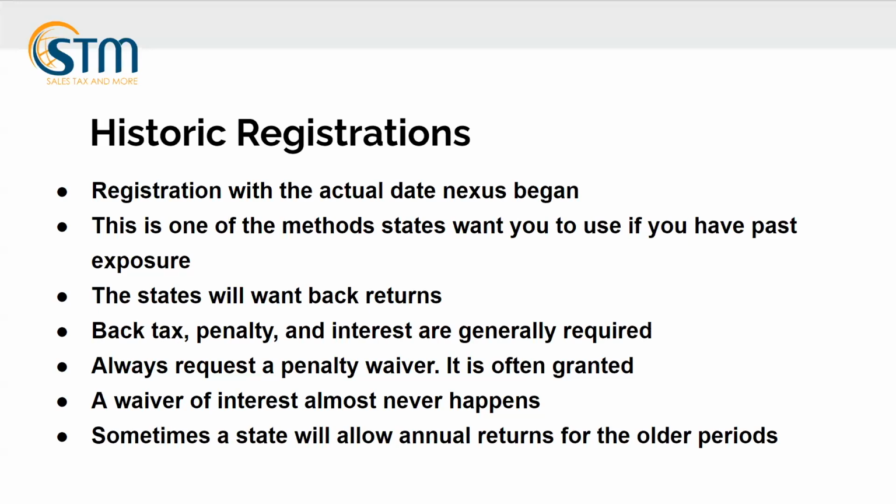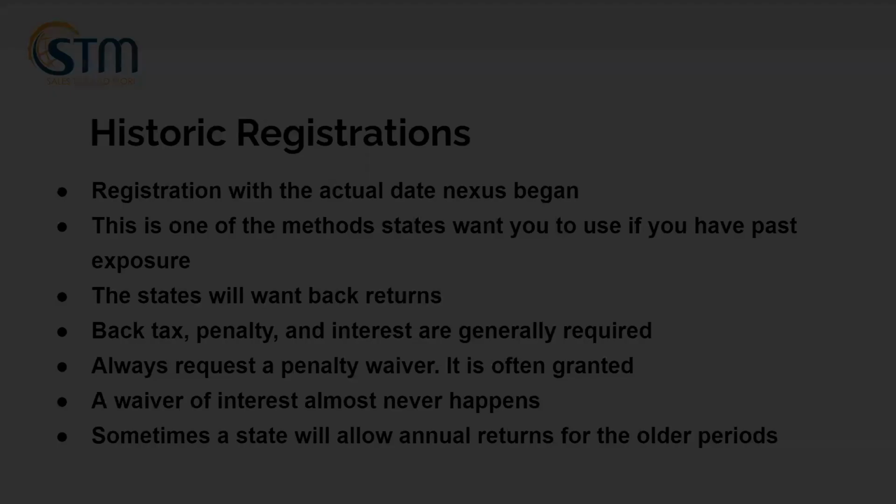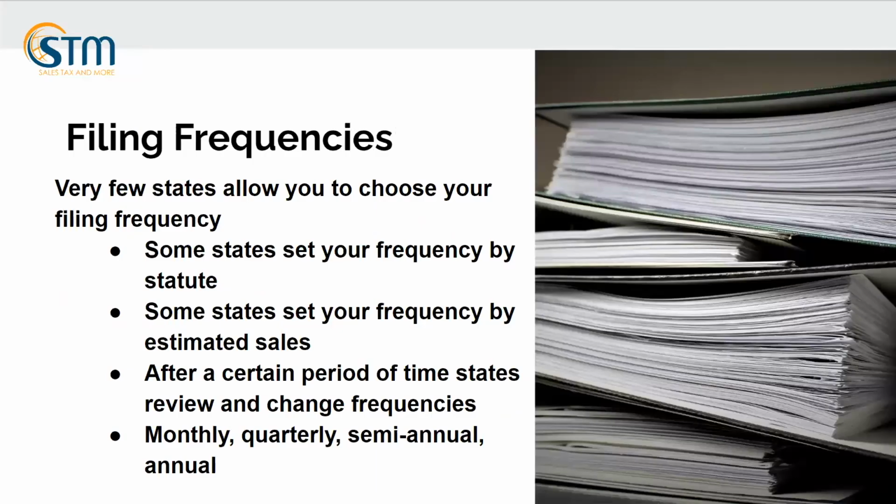Sometimes a state, for the older periods, if it's a monthly state, instead of making you do 12 monthly back returns, will allow you to do an annual return for the older periods, and then for the current periods, make you do whatever the filing frequency is going to be. So those are the two ways, when we talk about registrations, that most people think about it. We haven't gotten to how you register through the mitigation options yet. We're going to do that. Filing frequencies, a lot of people say, well, I'll just file annually.